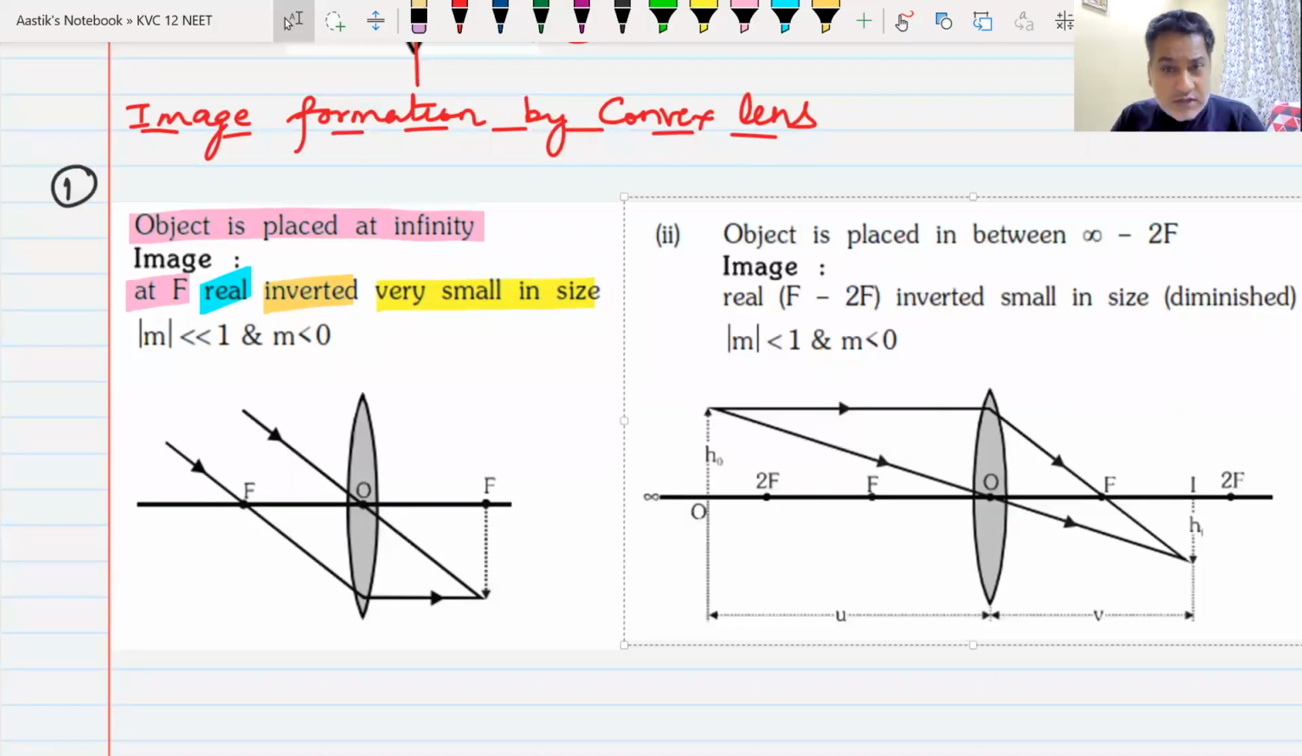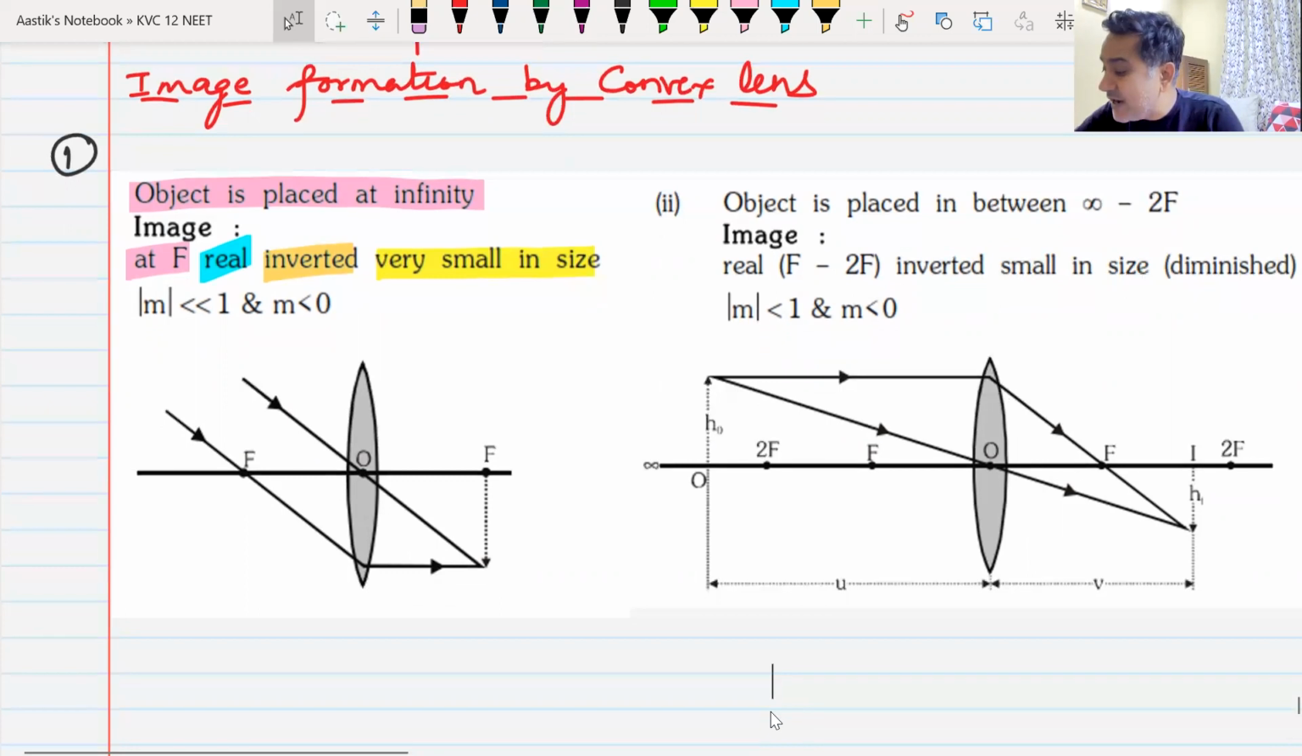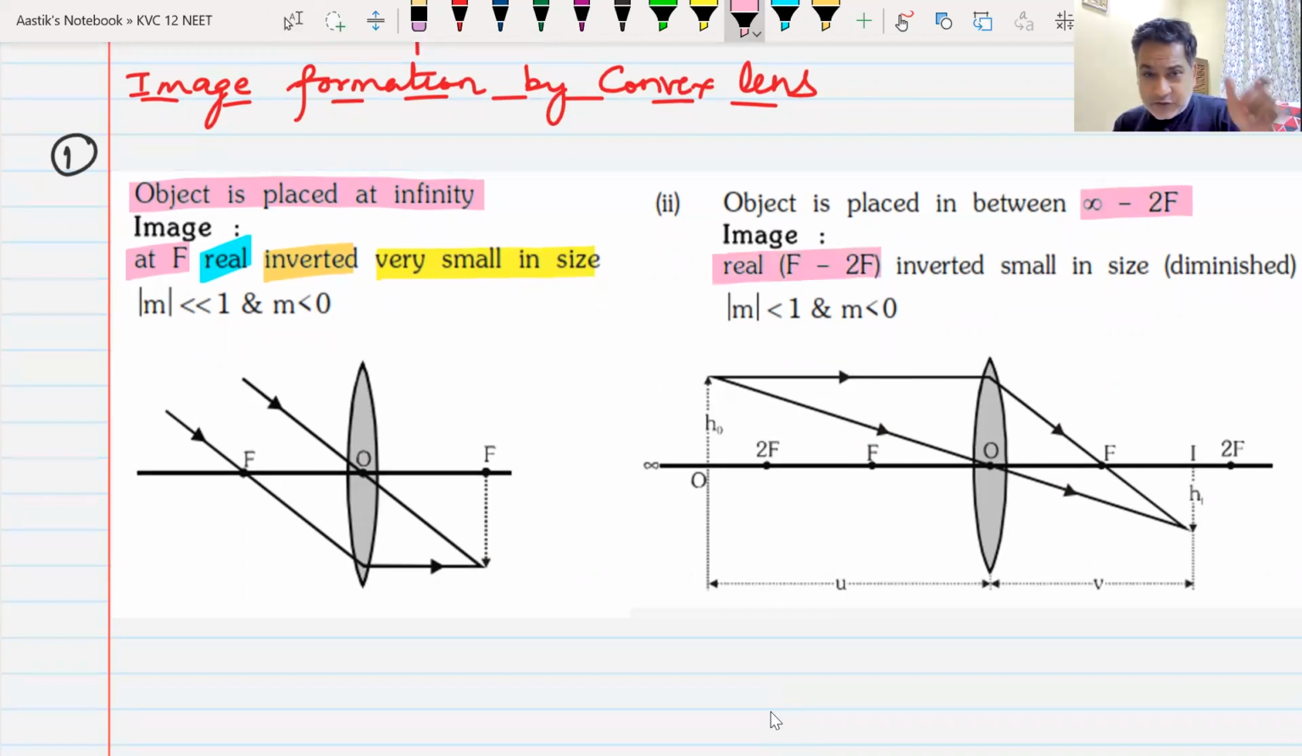No one is going to ask you to draw the ray diagram. This is just for your academic purpose. So when the object is placed between infinity and 2f, the image formed is between f and 2f. Yes, sir. The image is inverted, it is real, and it is smaller in size. That is, magnification is less than 1. Do we remember it? Everything from the concave mirror is applicable here.